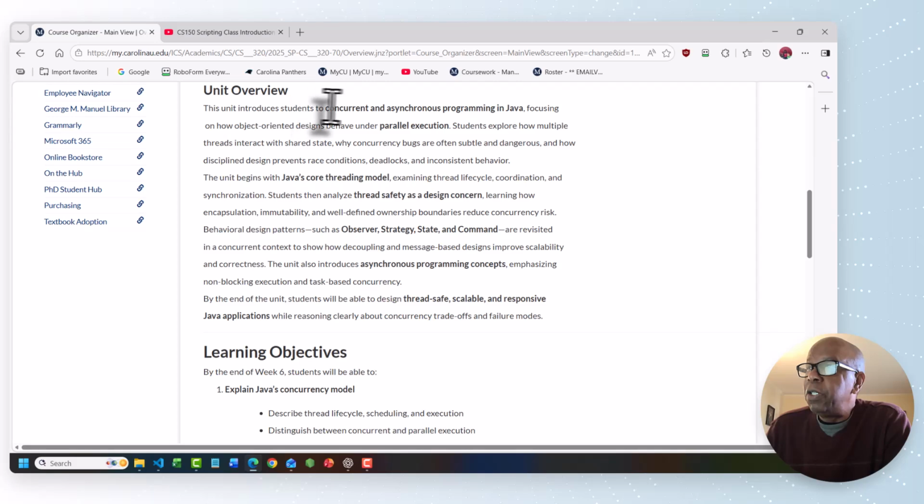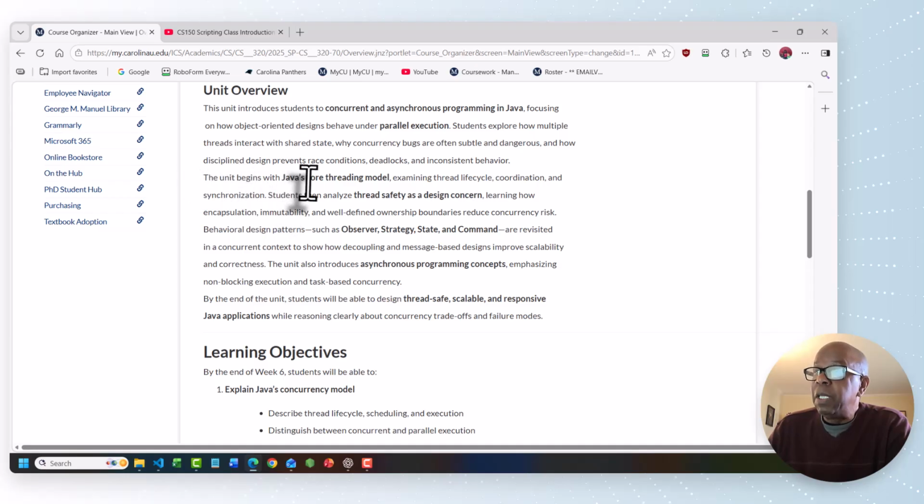Okay, so this introduces you to concurrent and asynchronous programming in Java and how object-oriented designs behave under parallel execution. You'll be able to explore multiple thread interactions with a shared state, why concurrency bugs often are subtle and dangerous, and how disciplined design prevents race conditions, deadlocks, and so on. You'll know and understand what each one of those are and how concurrent and asynchronous processing is going to affect our decisions.